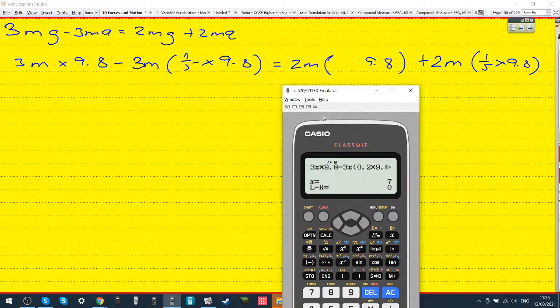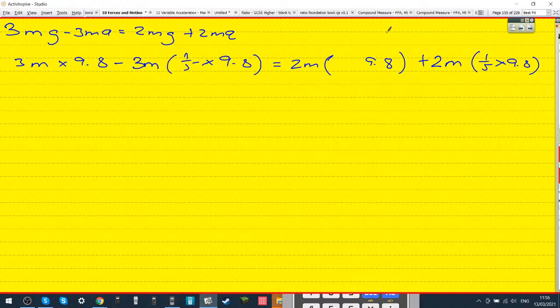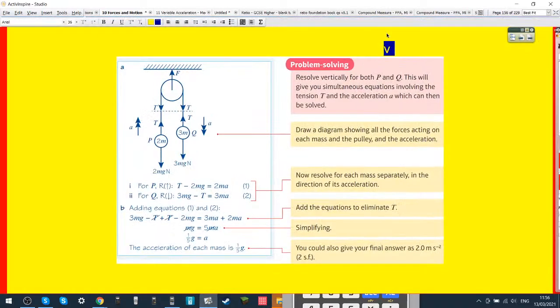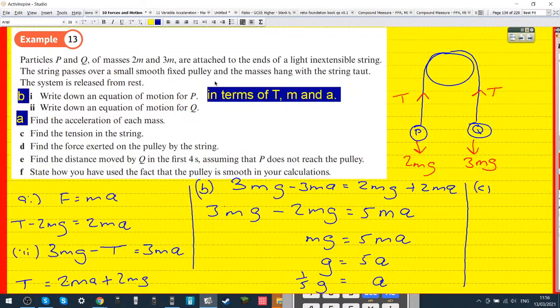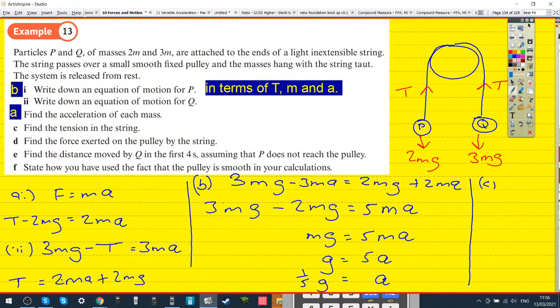I got x is 7. Great. So the mass is 7. So how do we do part D? Okay. So do we need one of them, or do we need both of them? I think we'll need both.